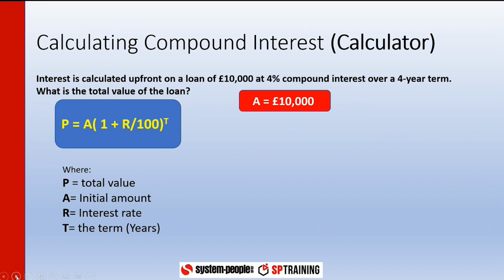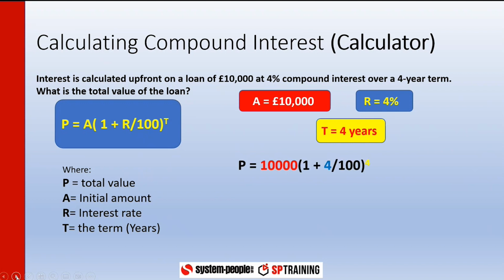That's a good start. R is 4%. T is 4 years. 400 years would be a long time. It's 4 years. And then we put all those figures into this formula. So we end up with P, which is what we're looking for, equals 10,000 times bracket 1 plus 4 divided by 100, all to the power of 4. Let's see what that breaks down as.